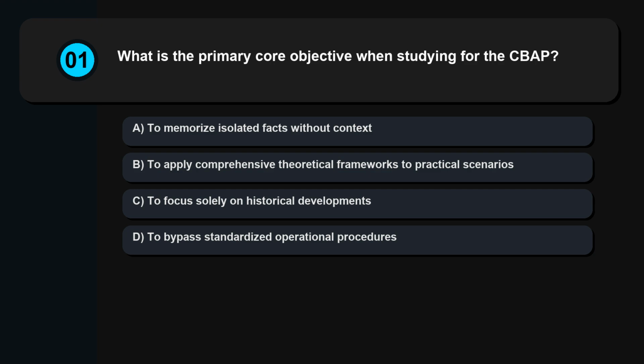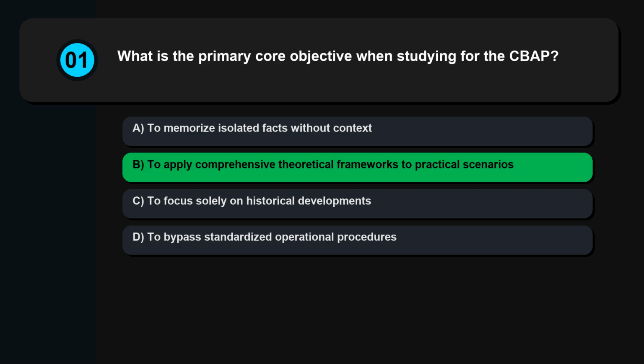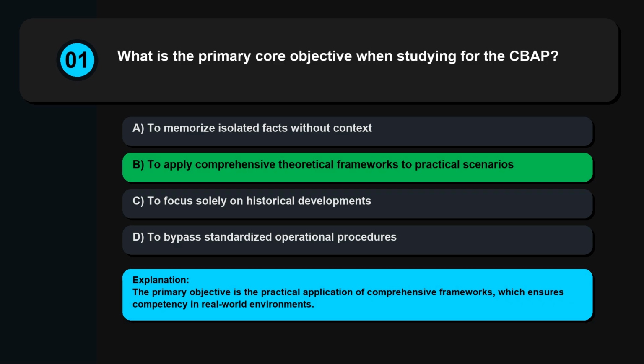Question 1. What is the primary core objective when studying for the CBAP? To memorize isolated facts without context. To apply comprehensive theoretical frameworks to practical scenarios. To focus solely on historical developments. To bypass standardized operational procedures. The primary objective is the practical application of comprehensive frameworks, which ensures competency in real-world environments.